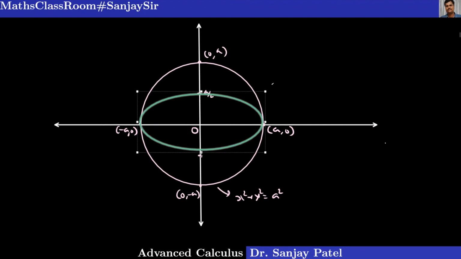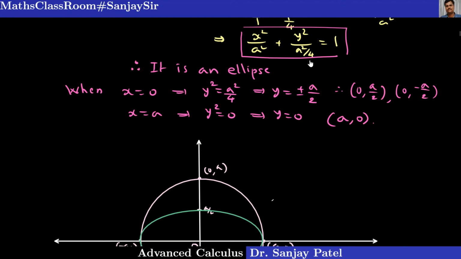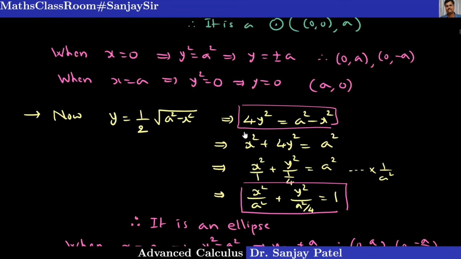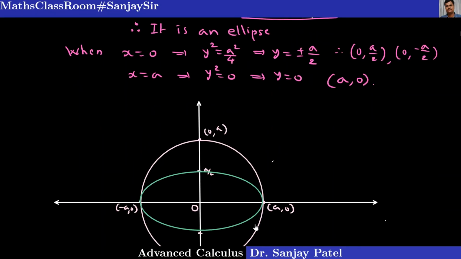Yes, fine. So it is an ellipse whose equation, as we have written here, is x square upon a square plus y square upon a square by 4 is equal to 1, or you can write this way: y is equal to square root of a square minus x square by 2. So this is the ellipse. Let me write the equation here. Say it is y is equal to 1 by 2 times a square minus x square. Remember, this point is 0 comma a by 2, and this point is 0 comma minus a by 2.